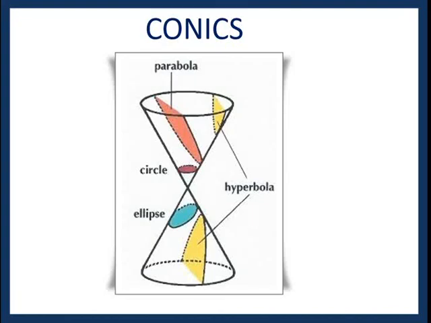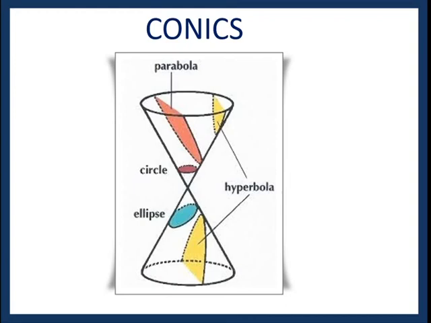Dear students, today we are going to solve MCQs on the topic conics. I hope that you have revised this topic. What is a conic? Conic or conic section is a section of a double right circular cone by a plane in different positions with respect to the axis and vertex of a cone.